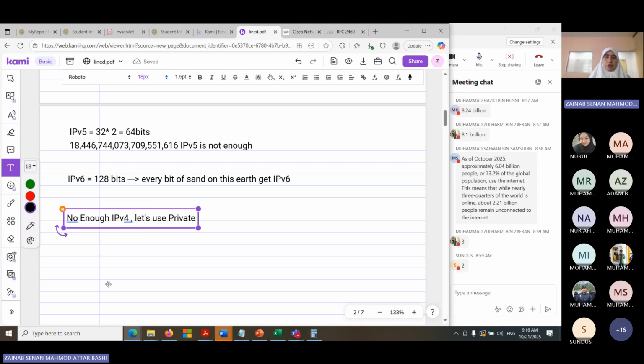What is a private one? Simply, if we are inside IIUM, we can use a specific identity card, the matric card. Every one of us has a unique matric card inside IIUM. But if you go outside IIUM, can you use the matric card, the matric number?